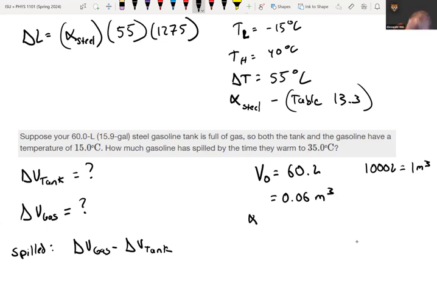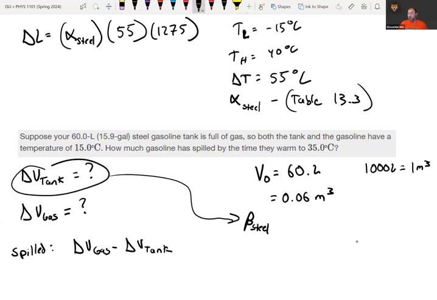Now, we want to use beta, not alpha. We do not want to use the alpha of steel. We want to use the beta of steel because the change in volume of the tank is going to be reflected in the volumetric change of steel, not the linear change. You can think about it this way: the steel is growing in 3 dimensions, so it's expanding in 3 different dimensions instead of just one, and all those dimensions will be relevant. And then for the delta V of the gas, you're going to have the beta of gas.